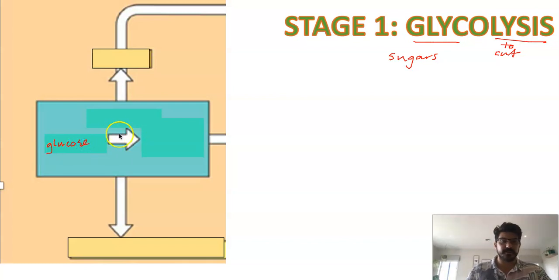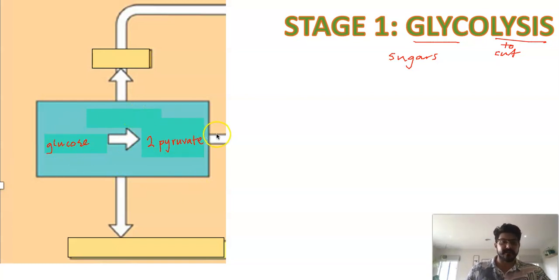It goes through 8 to 10 chemical reactions to be cut up into 2 pyruvate molecules. Essentially, this is a 6 carbon molecule. These guys are just 3 carbon molecules. Yeah, they just cut them in half. So this is glycolysis. That's as simple as it is.